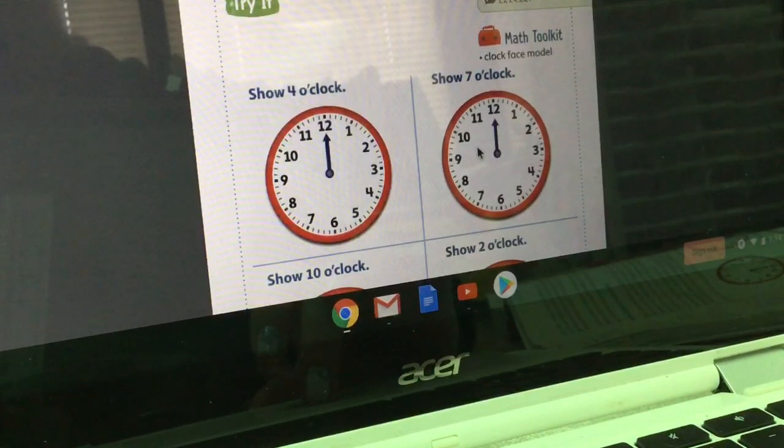Okay, we're going to do the same for show 7 o'clock. Again, we see that our minute hand is pointing to the 12, showing that it's going to be exactly 7 o'clock. So think to yourself, where should we draw the hour hand to show 7 o'clock? And you're probably thinking we should draw it pointing to the 7 because it's exactly 7 o'clock, and that's right. So you're going to draw a shorter line than this line to show 7 o'clock on this clock. Go ahead and do that.